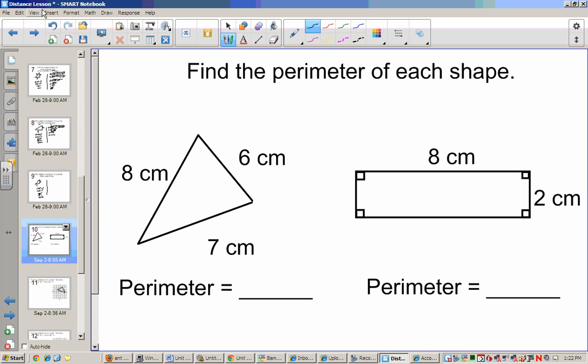Now our goal is to find perimeters of objects. We're going to go back to some elementary perimeter problems. To find the perimeter, that's the distance around an object. So 8 plus 7 plus 6, that's 15 plus 6, that's 21 centimeters. This rectangle, the opposite sides are 2's and 8's. So if we add them up, that's 16 plus 4, which is 20 centimeters. So hopefully you remember what the word perimeter means.